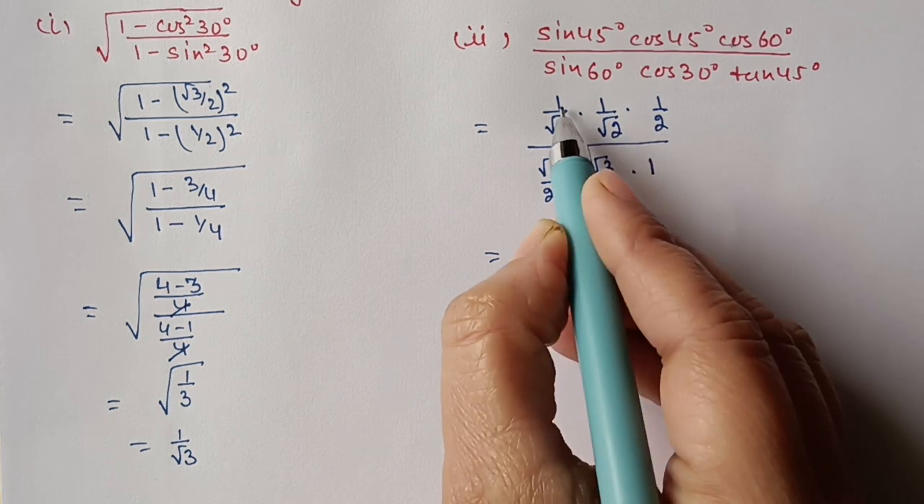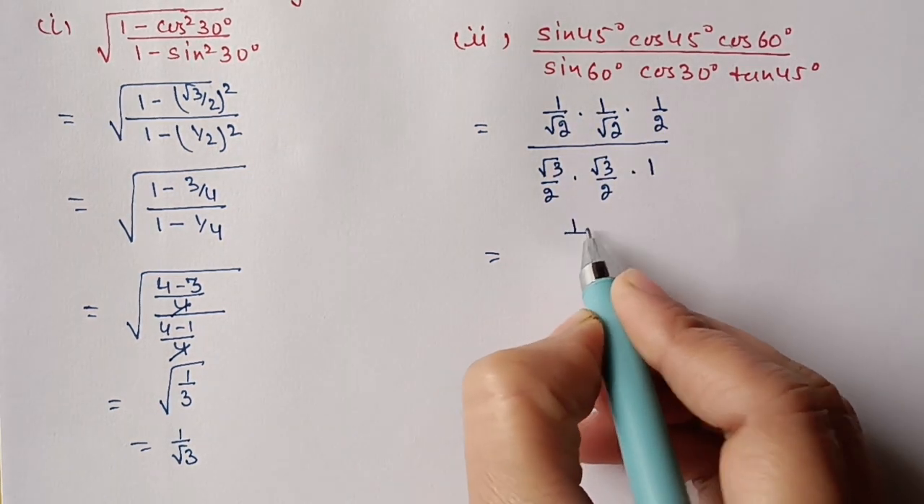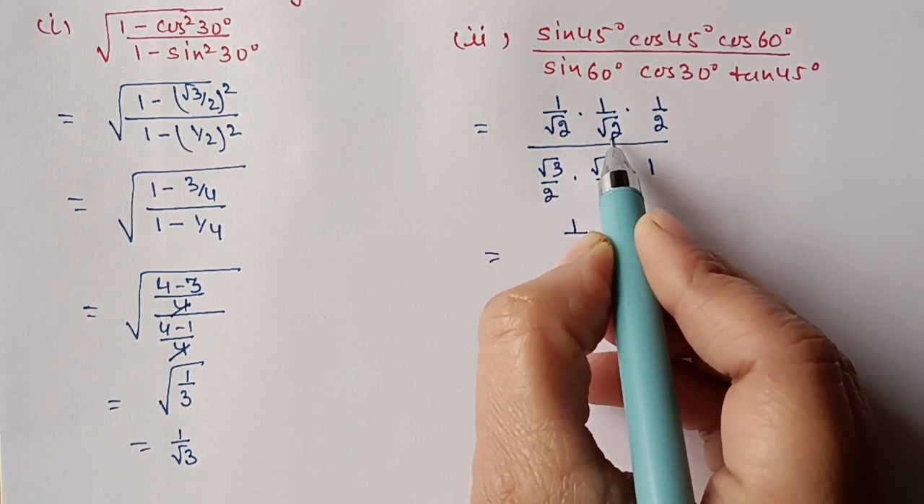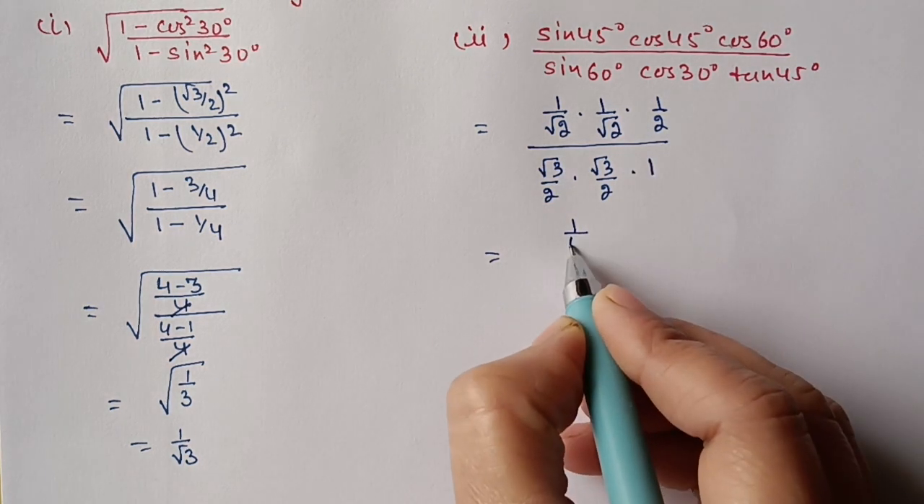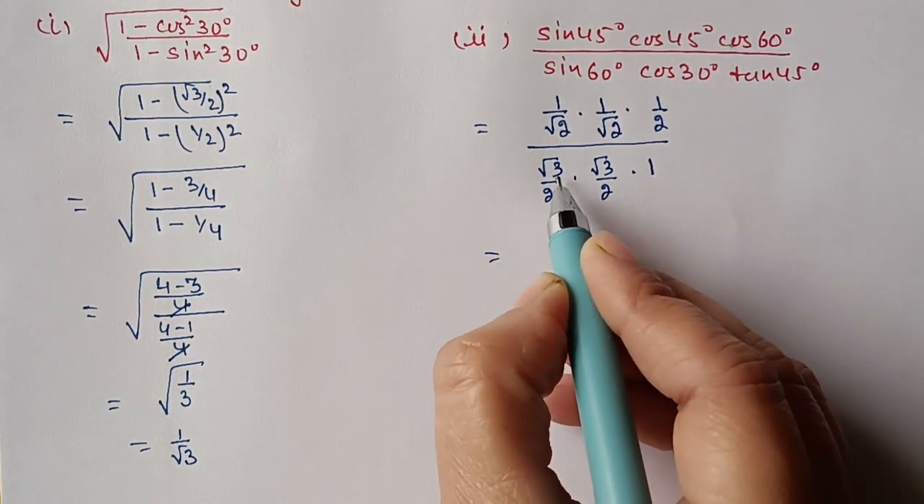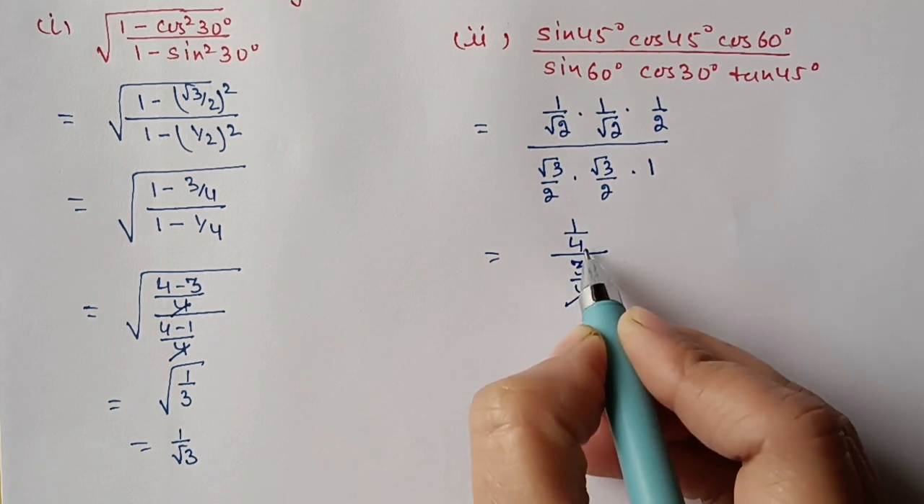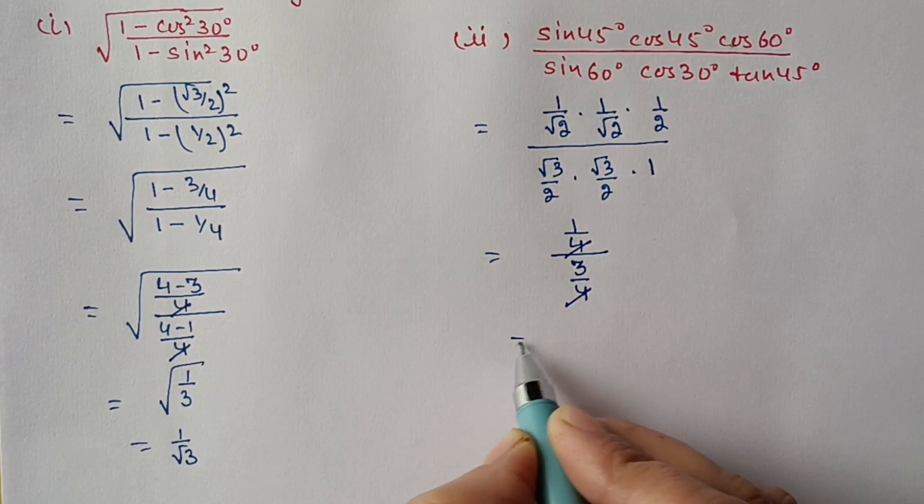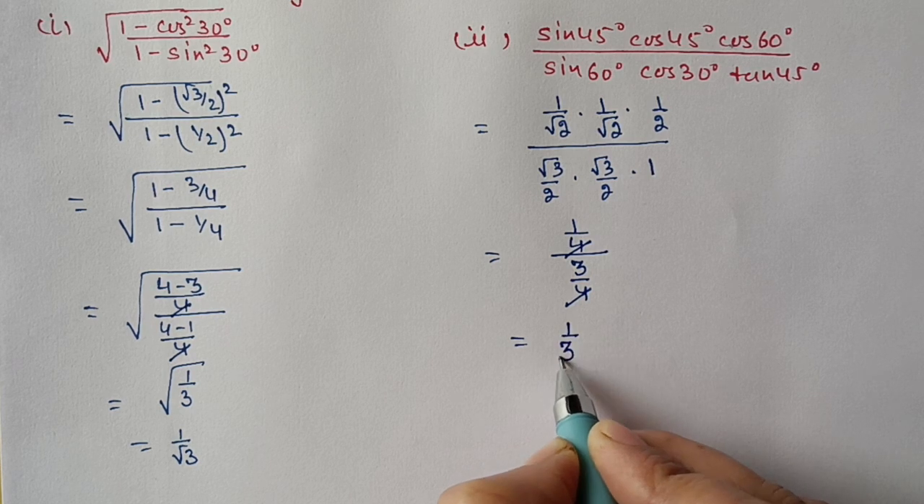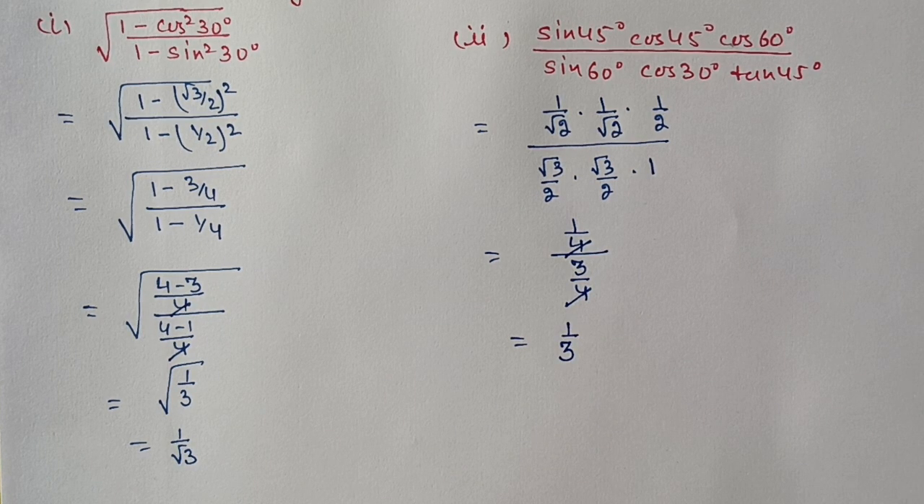In the numerator, 1 into 1 into 1 will become 1. Root 2 and root 2 will become 2, and 2 into 2 is 4. In the denominator, root 3 and root 3 will become 3. 2 into 2 will become 4. So this by 4 you can cancel out and the answer will be 1 by 3.